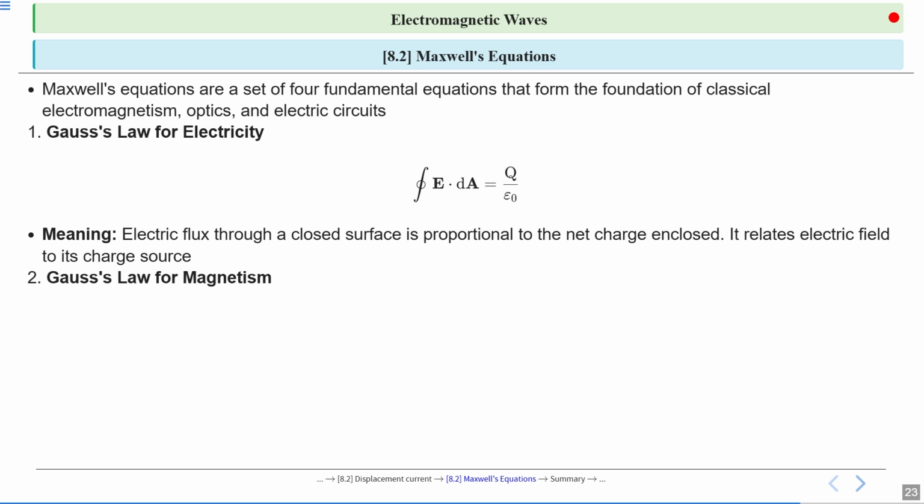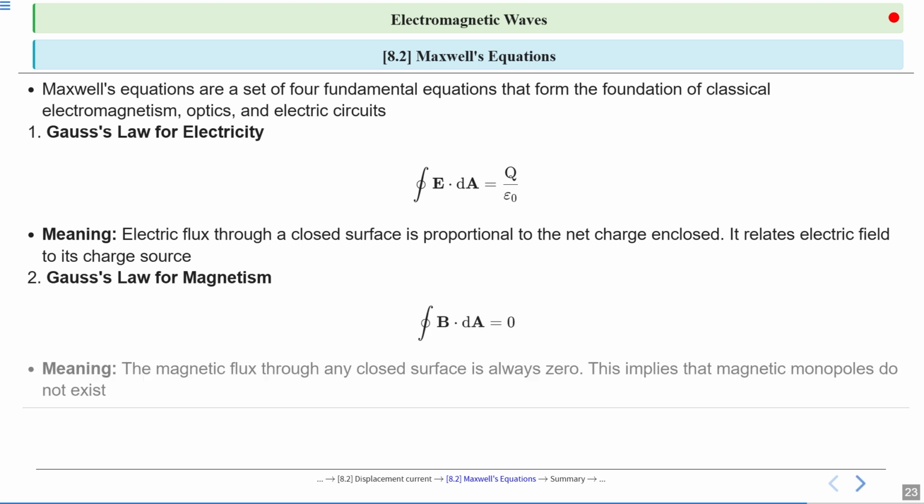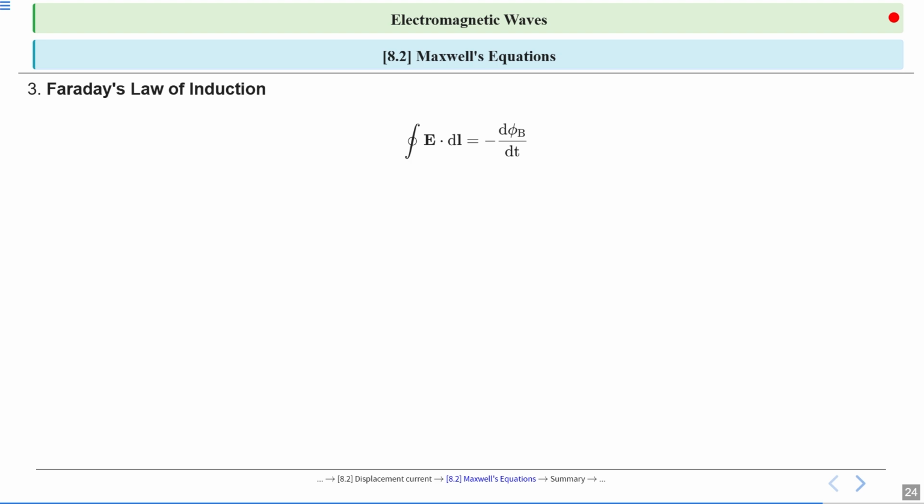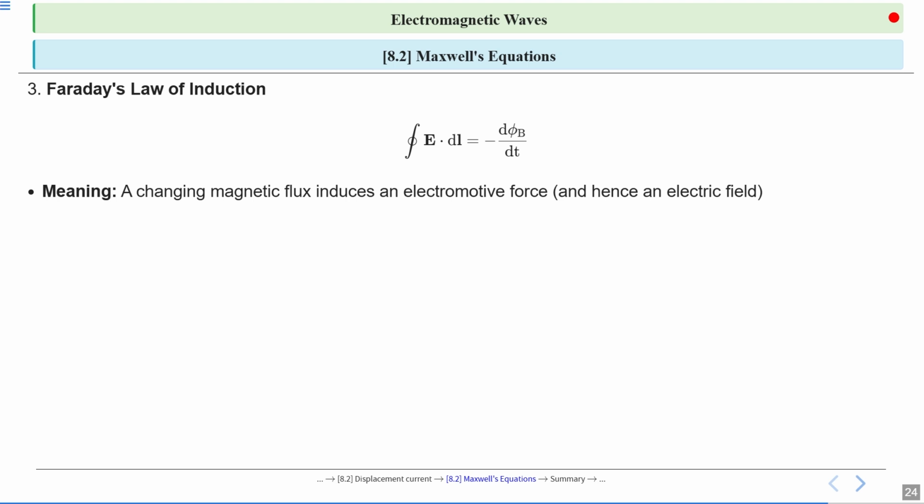Another, Gauss law for magnetism, the second equation, that is closed integral B dot dA is equal to 0. That means magnetic flux through any closed surface is always 0. This implies that magnetic monopoles do not exist. Third equation is Faraday law of induction, that is closed integral E dot dl equal to minus d phi B upon dt. The significance of this equation is that a changing magnetic flux induces an electromotive force and hence an electric field.